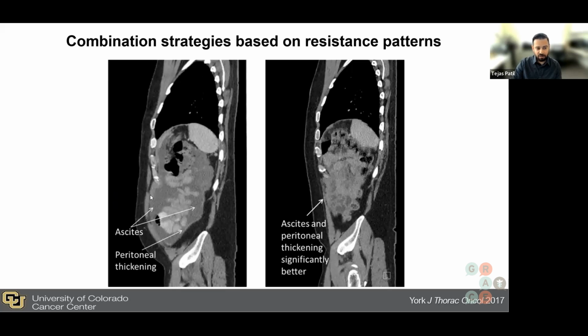It turns out that this patient had a bypass signal through a pathway called the MET pathway. And it turns out there was a drug that can block the MET pathway. And so the combination of osimertinib plus a drug called crizotinib was given to this patient, and you can see significant shrinkage in the fluid in the patient's abdomen.